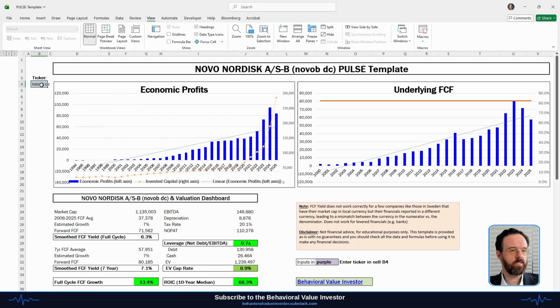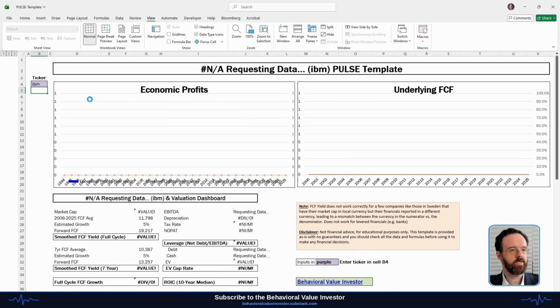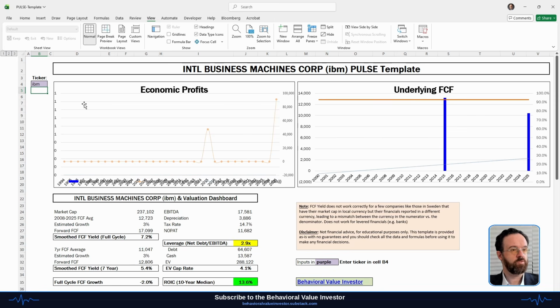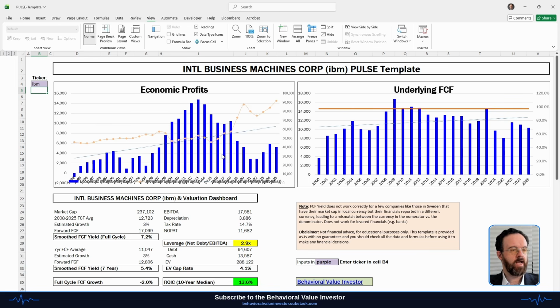All right, let's take a look at our last company. And let's just pick IBM because we used it earlier. So let's load that in. Give it a second or two. Hopefully not too many seconds. So it's loading the data.